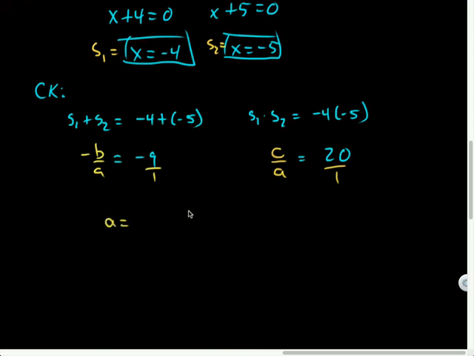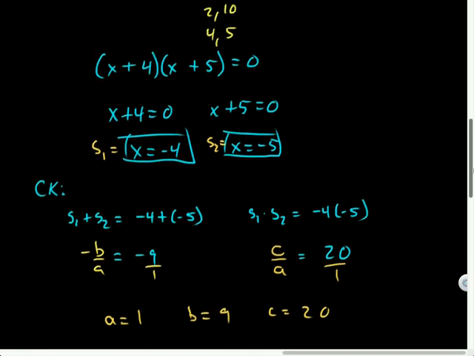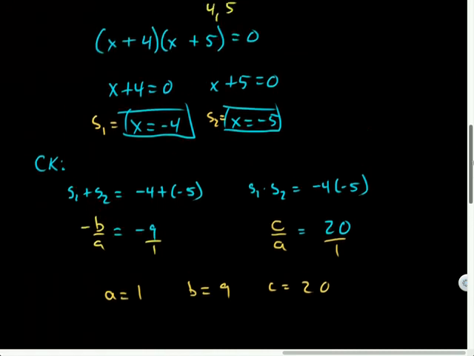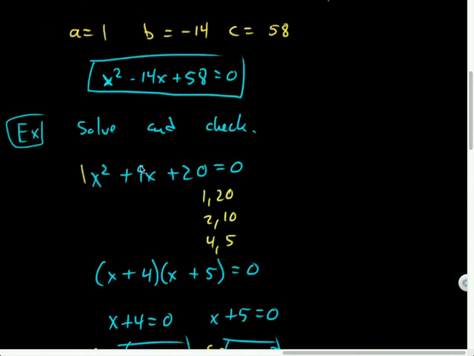So what would A, B, and C have been? A is 1, B is 9, C is 20. The opposite of B was negative 9, yep. And 1, 9, 20. So it checks out. Now, what if this was 2, 18, and 40? I still would have been right. It's a multiple of those, and that's fine.